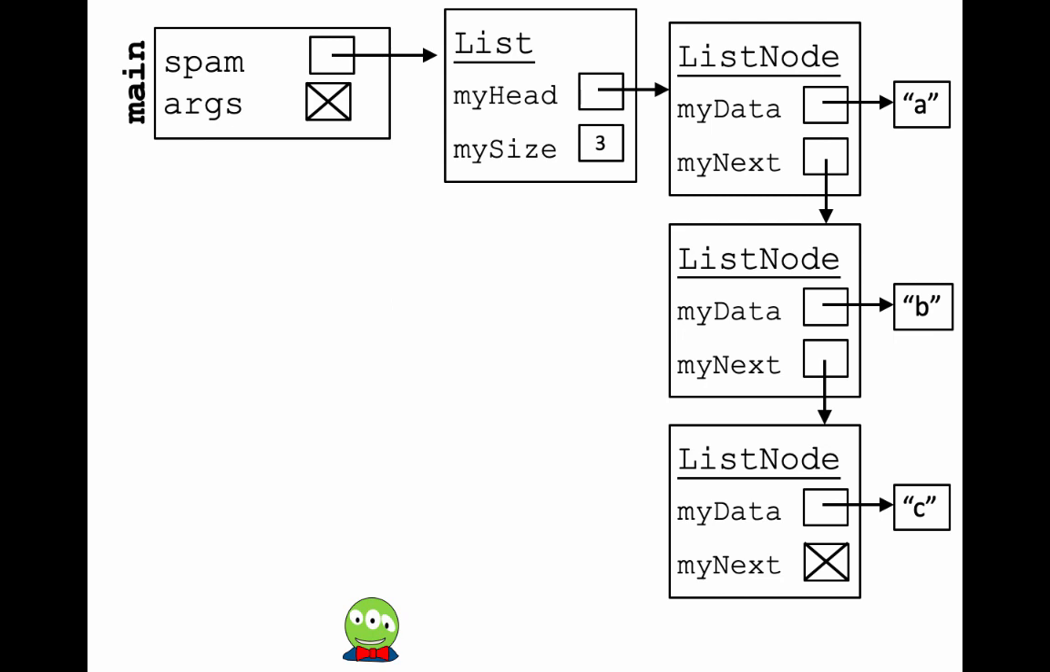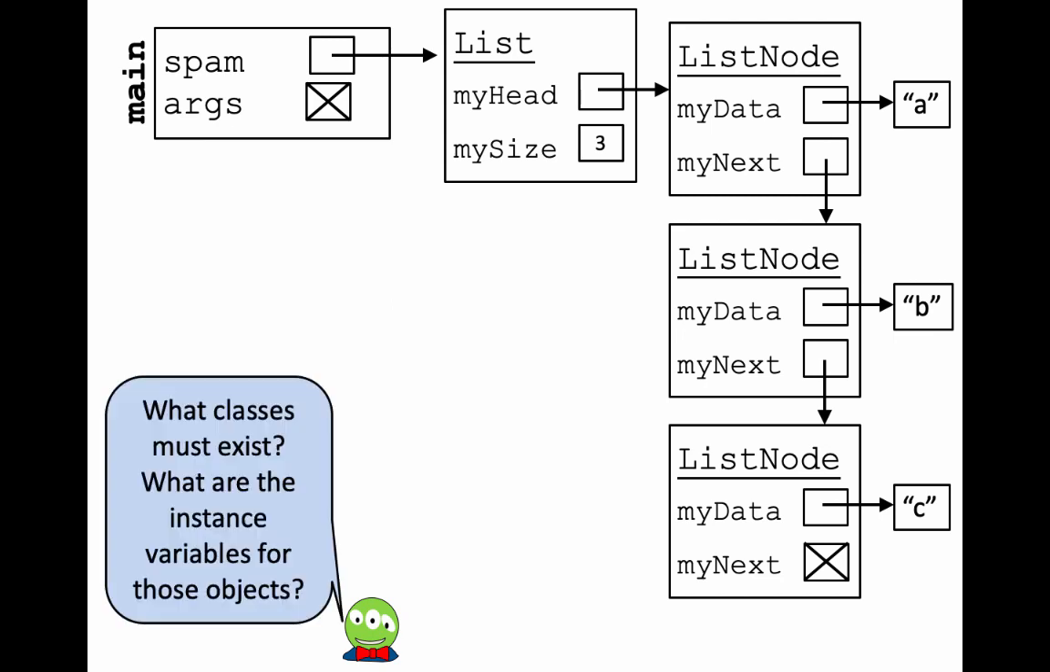Okay, so the first thing for you to do is to try to draw and identify what classes must exist and what are the instance variables within each of those objects. And I want you to pause the video to do that. This is a really important skill, so really test yourself and see if you can figure out how to create these classes. Okay, so hopefully you've paused, and now I'll talk you through that.